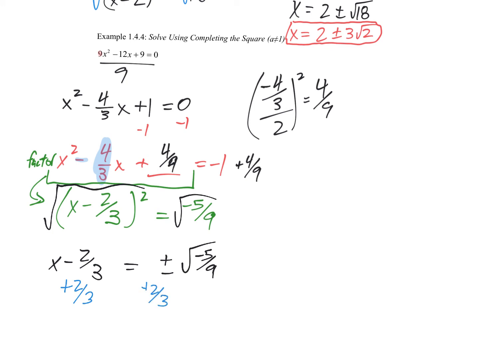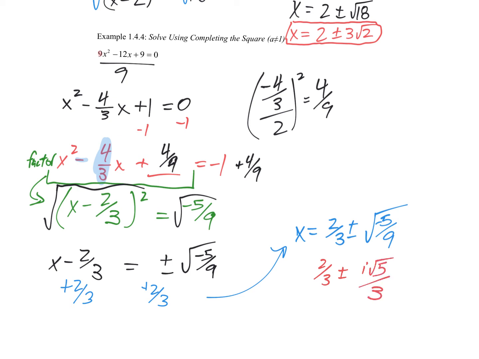So here we've got x is equal to 2 over 3 plus or minus the square root of negative 5 over 9. Okay, let's simplify our radical portion. 2 over 3 plus or minus the square root of negative 5 is going to bring out an i. We're going to have root 5, and the square root of 9 is just 3.